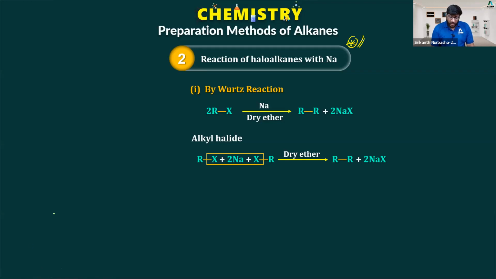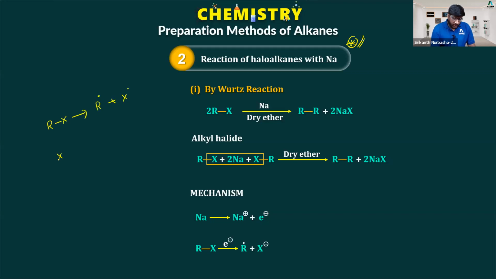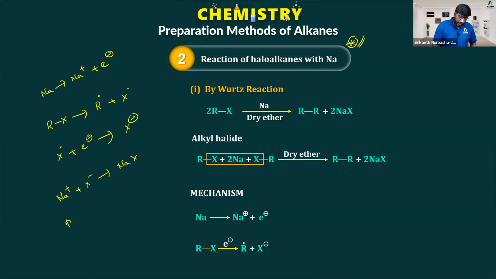Mechanism is free radical path. So RX is going to be converted into R dot plus X dot. Na will be converting into Na plus plus electron. RX will convert to R dot plus X dot. X dot will take up the electron which is obtained from Na. So X dot, the halogen atom with one odd electron, will be taking up the electron to form halide ion. That Na plus will react with X minus to form NaX. And R dot will react with another free radical. They will combine with each other to form R-R. This was the mechanistic approach.